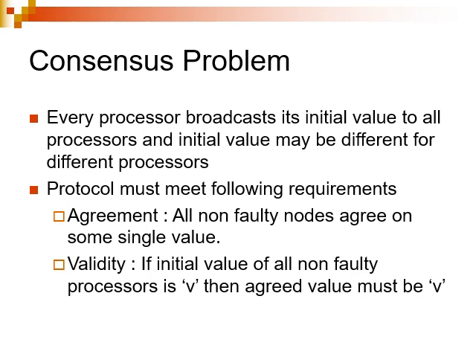The second requirement of this consensus problem is validity. If the initial value of all non-faulty processors is V, then the agreed value must be V. This is the second requirement of this consensus problem.